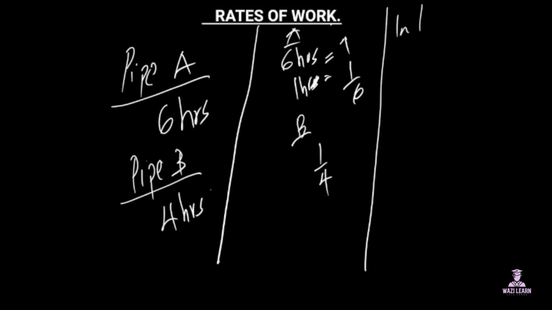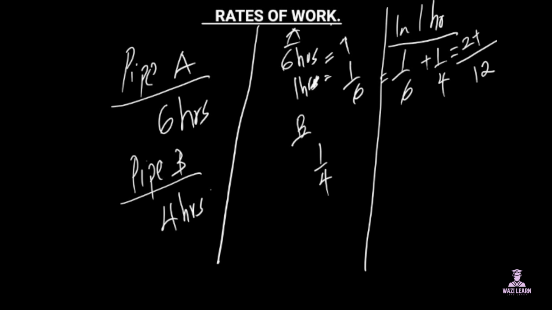So in 1 hour, when they are working together, it will be 1 over 6 plus 1 over 4. The common denominator is 12, so that is 2 over 12 plus 3 over 12. In 1 hour, 5 over 12 of the tank will be filled.